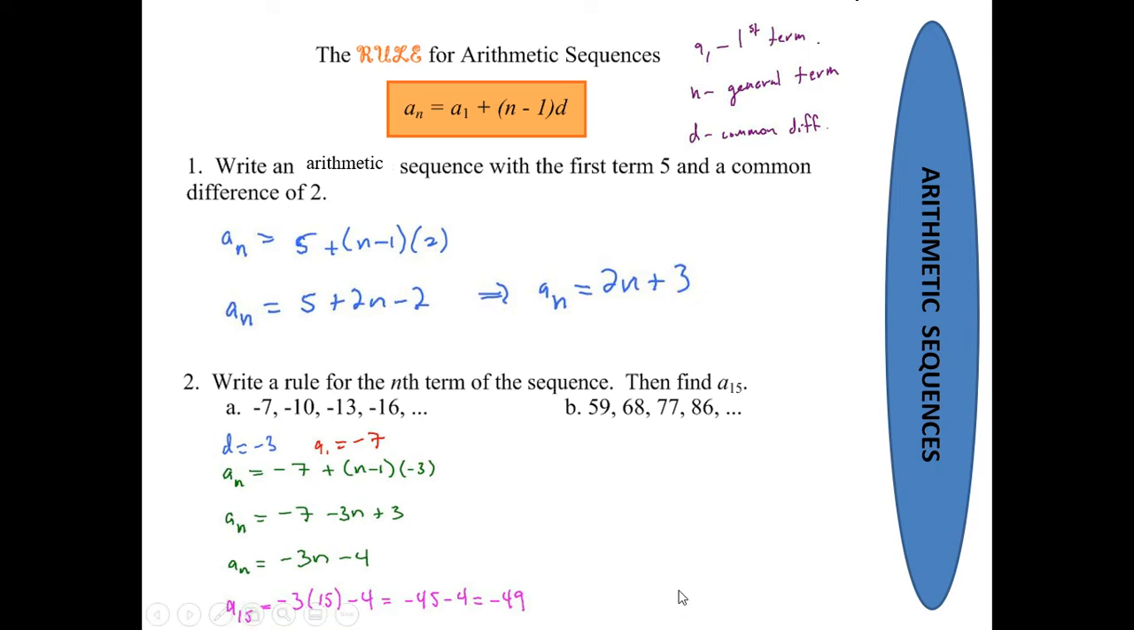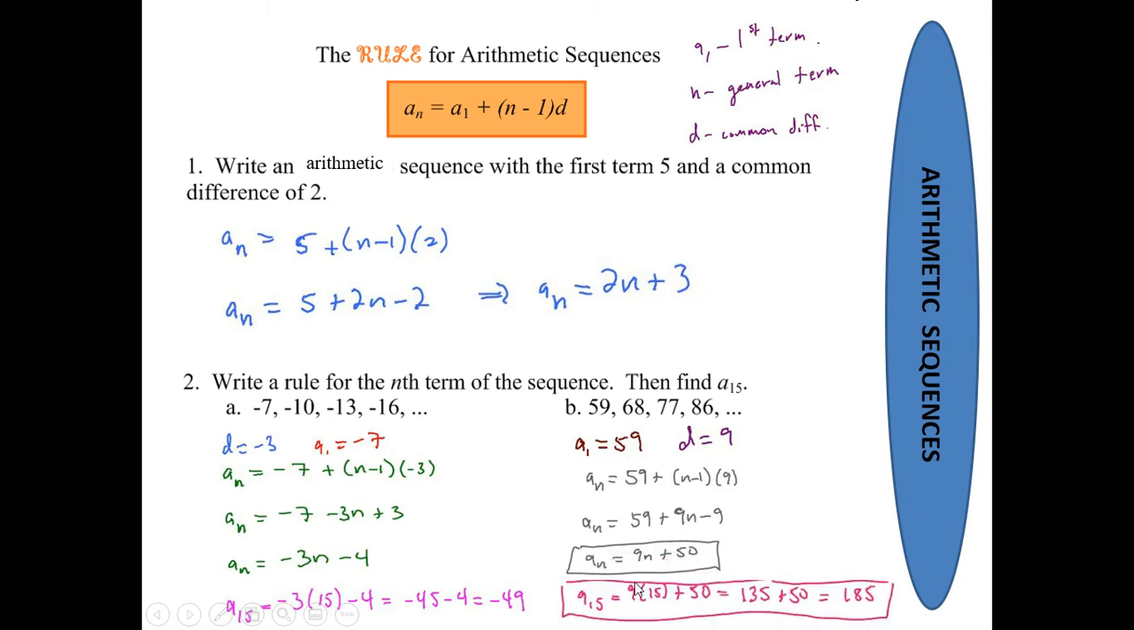Now, for b, my a sub 1 is 59. My difference between each of these is 9. So what do I have? I have a sub n is equal to a sub 1, which is 59, plus n minus 1 times d. Rewrite and combine like terms. I've got a sub n is equal to 9n plus 50. Well, what's a sub 15 then? A sub 15 is equal to 9 times 15 plus 50. That turns out to be 185. So I'll give you a couple seconds to jot that down.